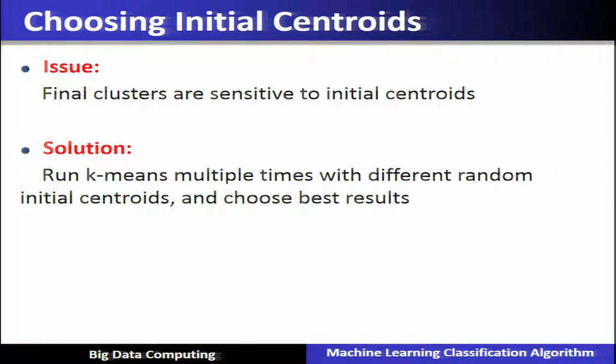Now, we have seen that choosing the initial centroid is going to affect the final clustering. So, the final clustering is very sensitive to the initial centroid. So, what is the solution? Run k-means multiple times with different random initial centroids, and choose the best results. Hence, we start from those initial centroids which give the best possible results.